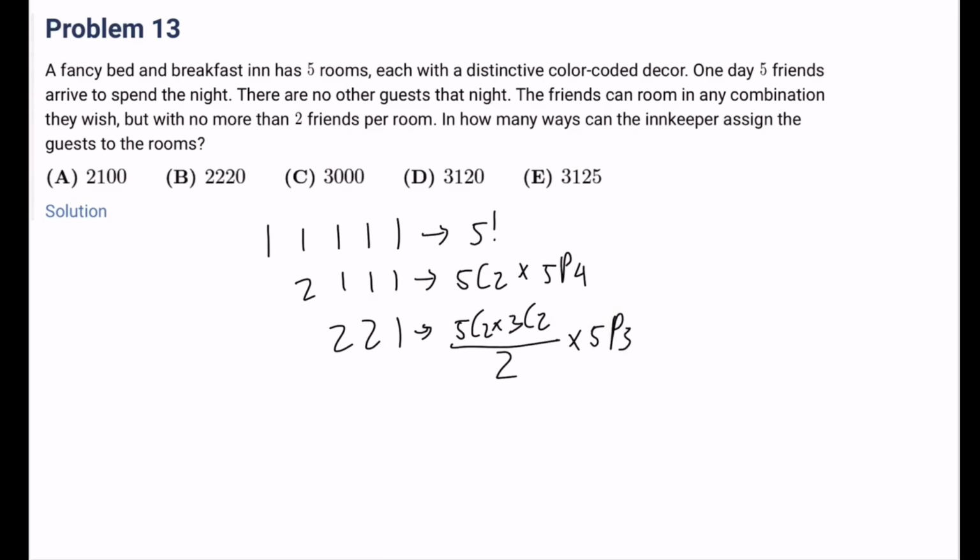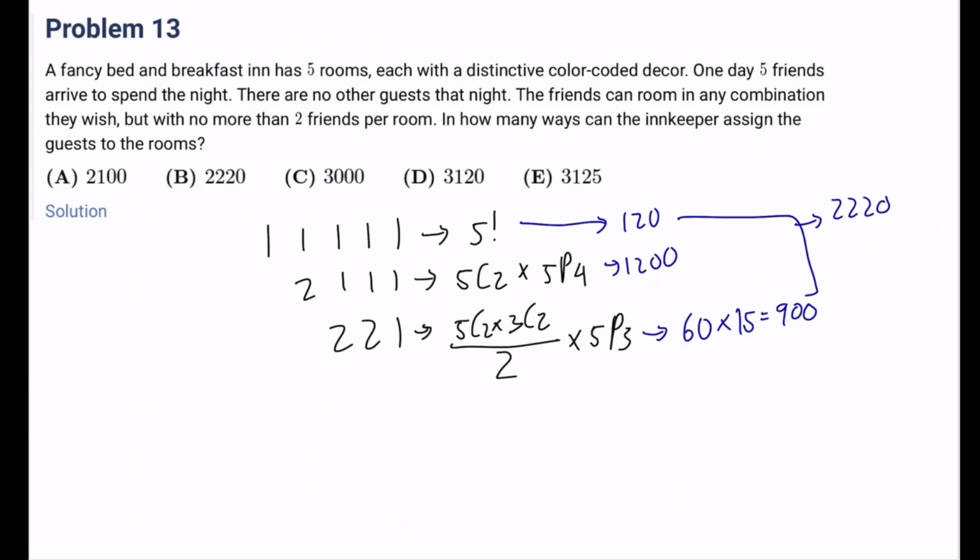And so if we compute everything, this is going to give 120. This is going to give 120 times 10, so that's 1200. And this is 60 times 10, and this is 3, so it's going to be 15. That's equal to 900. So if we add all of these together, then we're going to get 2,220, and that is our answer. It's B.